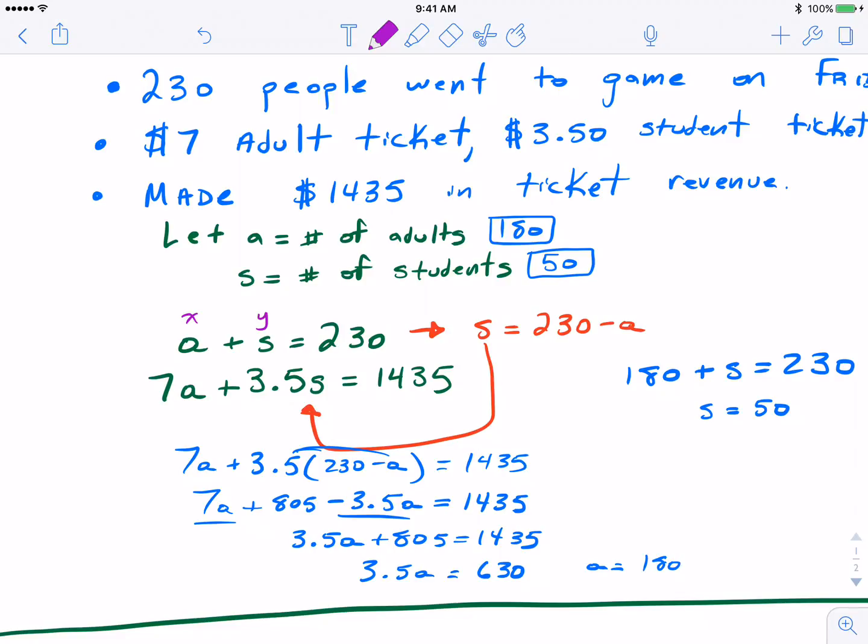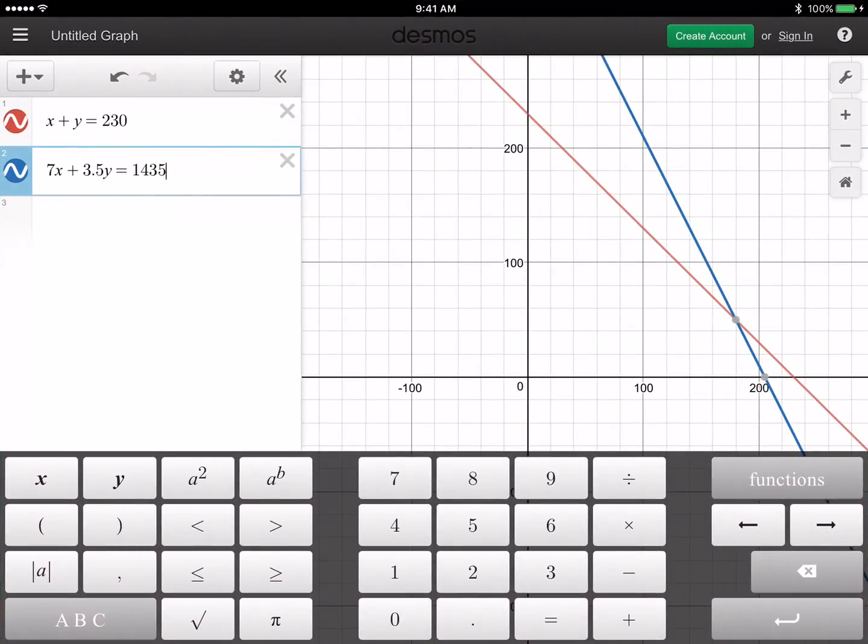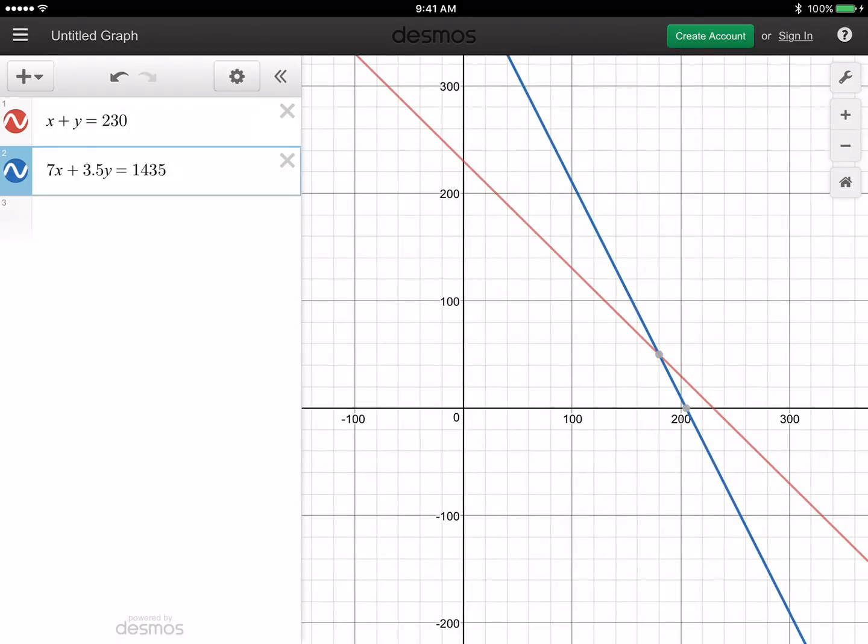The reason being, Desmos is a graphing application where we've learned that we only define the variables x and y for ordered pairs, the x-axis and the y-axis. Desmos will not read if you type in a plus s equals 230. So we see two different lines graphed here. You can play around with the colors on the side, and you can change what they look like.